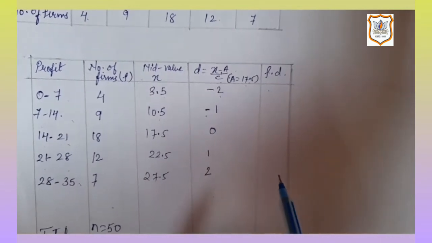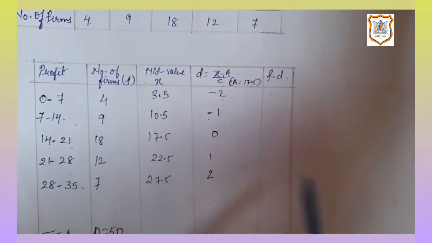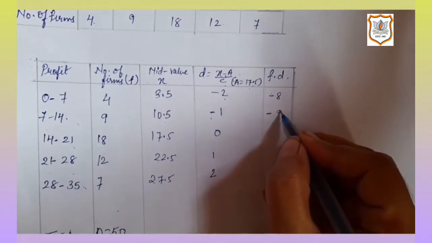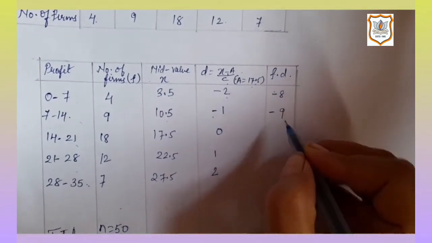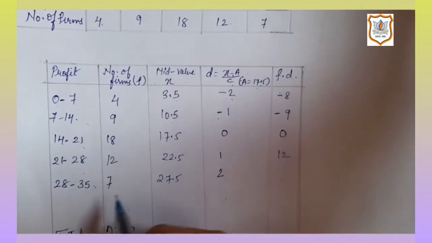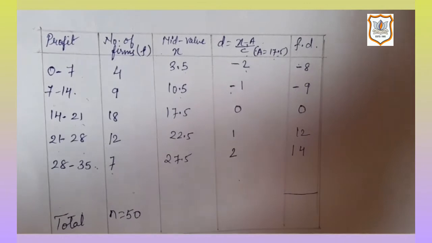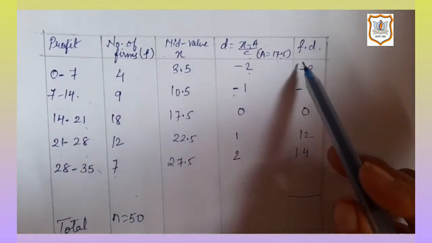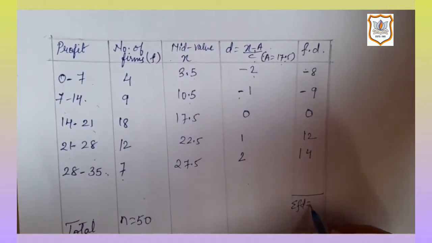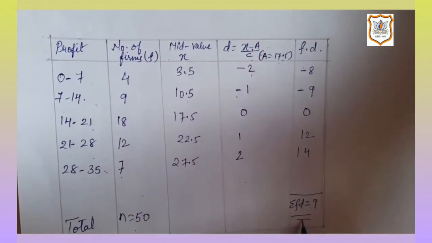fd is to be taken out by multiplying f into d. That is 4 into minus 2, that gives you minus 8. Then 9 into minus 1 gives you minus 9. Then 18 into 0 gives you 0. Then 12 into 1 gives you 12. 7 into 2 gives you 14. So here the total of fd is 9. That means sigma fd is equal to 9. We have the total of frequency also, that is 50, and the total of sigma fd, that is 9.